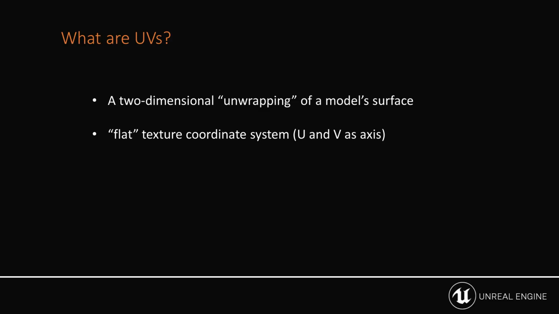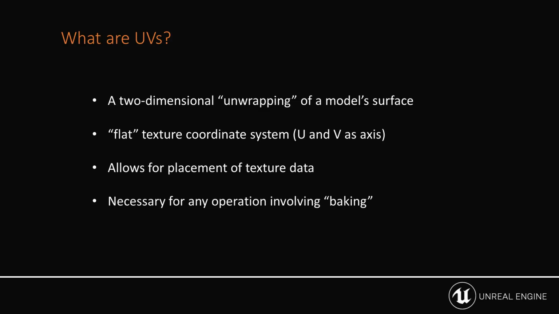So think of taking a 3D object, unwrapping it, making it into a flat 2D image-based coordinate system that allows us to place texture data on that. So this allows us for that simple placement of texture data and as well editing of texture data in 2D image editing applications, for example, Photoshop. And this is necessary for any operation involving baking. And we're going to see what that is involved with when it comes to Unreal Engine as well.